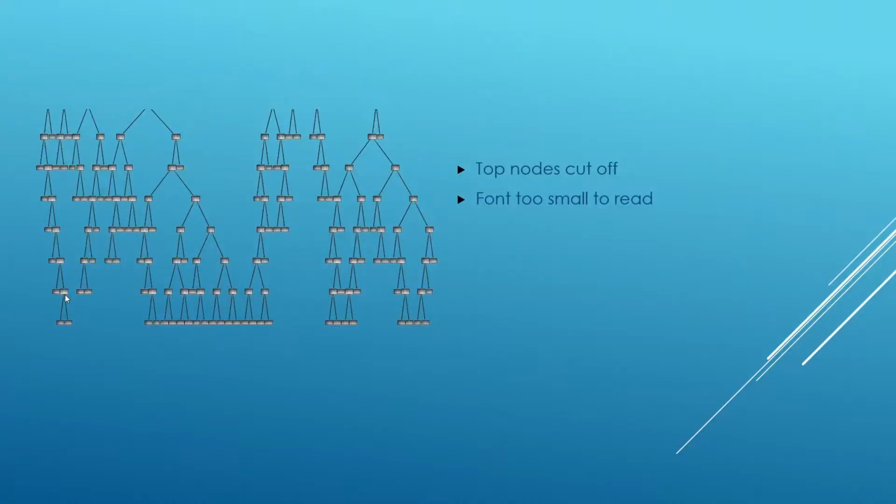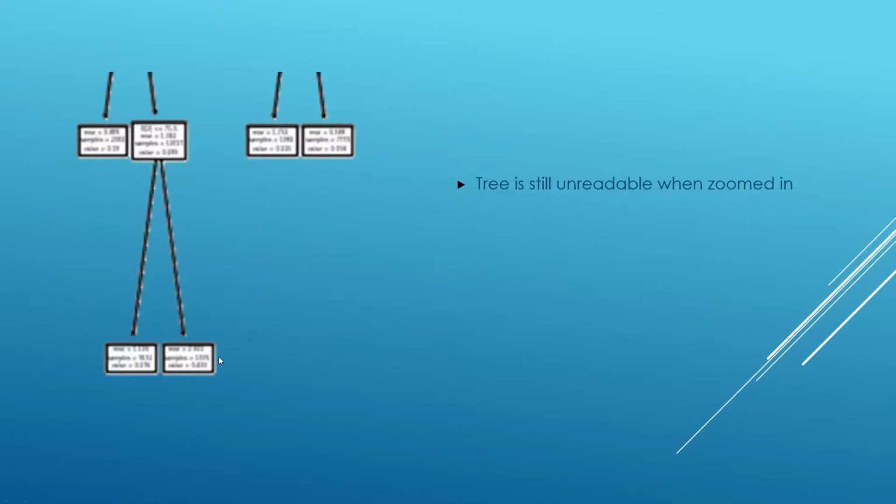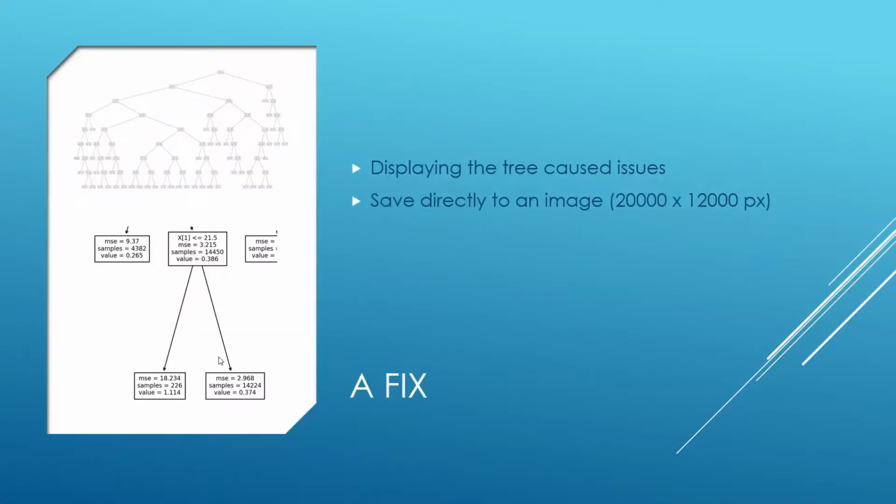Even when pruned, these trees were still too large to be displayed properly. Some nodes would be cut off, or everything would be unreadable. Zoomed in, these trees were still unreadable. What I had to do was enlarge the tree and then save it directly to an image rather than displaying it on the screen. Doing this allowed me to save a huge image, 20,000 by 12,000 pixels, but it would be able to store the entire tree on that image. It would also let me zoom in on everything to view all of the values properly.